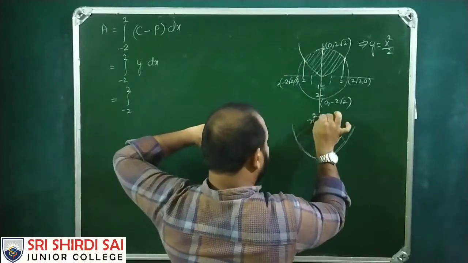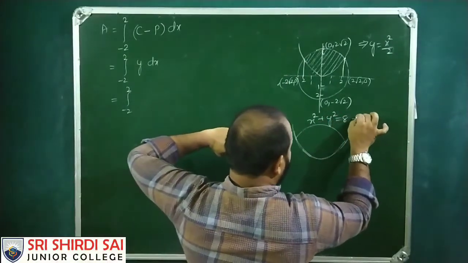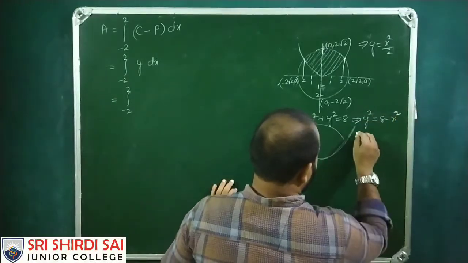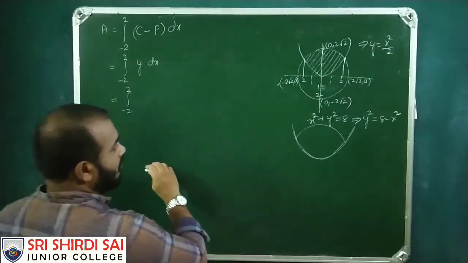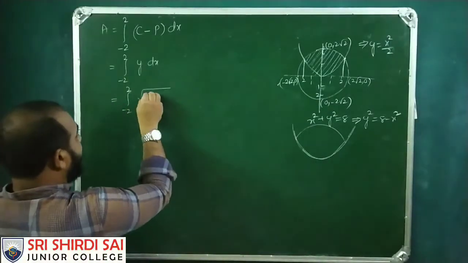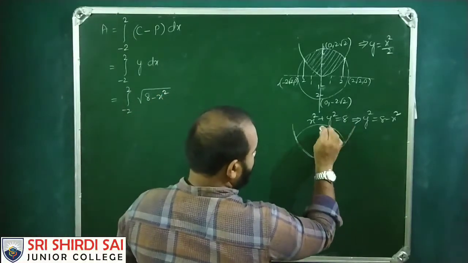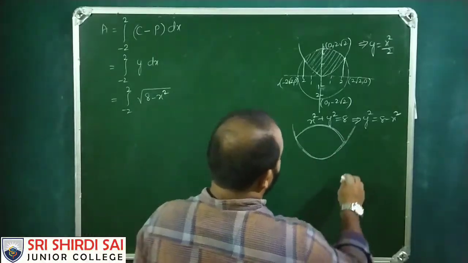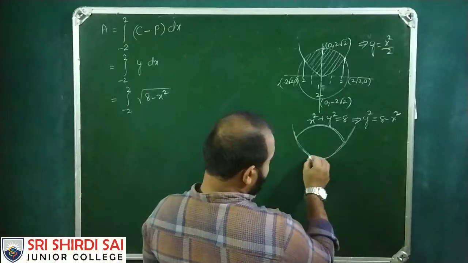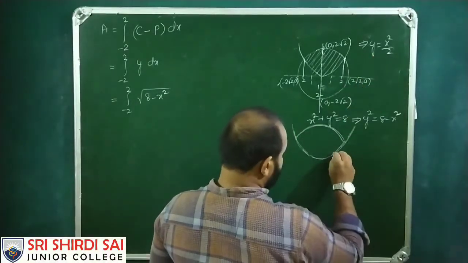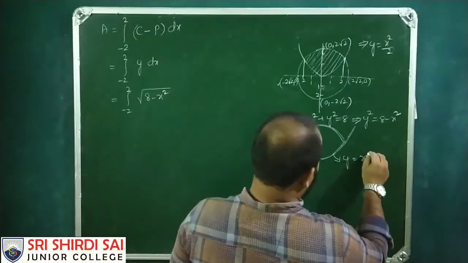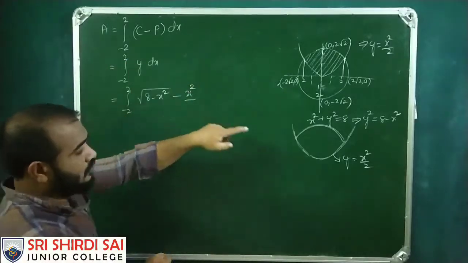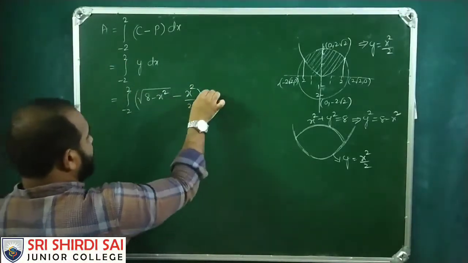This is the circle x square plus y square equals 8. So y square equals 8 minus x square. Therefore y is equal to the square root of 8 minus x square. This is the circle, and below which the parabola is there. What is the parabola? x square equals 2y. From this y is equal to x square by 2. So x square by 2 whole dx.